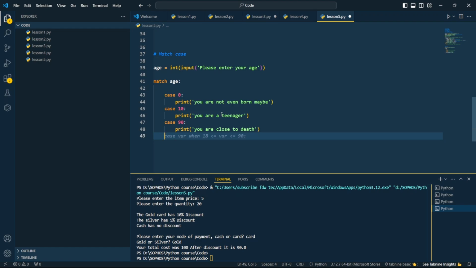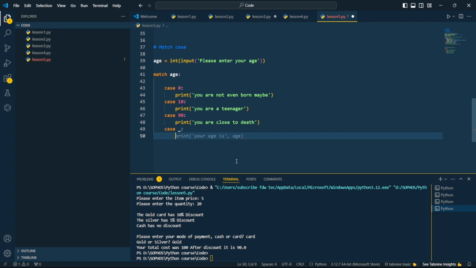In this case, what I'm doing is I am not writing if something happens then execute this. I am saying match age, and now I know age can be 0, 10, 90, my cases. And if the user chooses something else, I wish to write the else statement. So I would just say your age is age, whatever the age is, print that age. If it is 0, print you're not even born. If it is 10, print you're a teenager. If it is 90, print you are close to death.